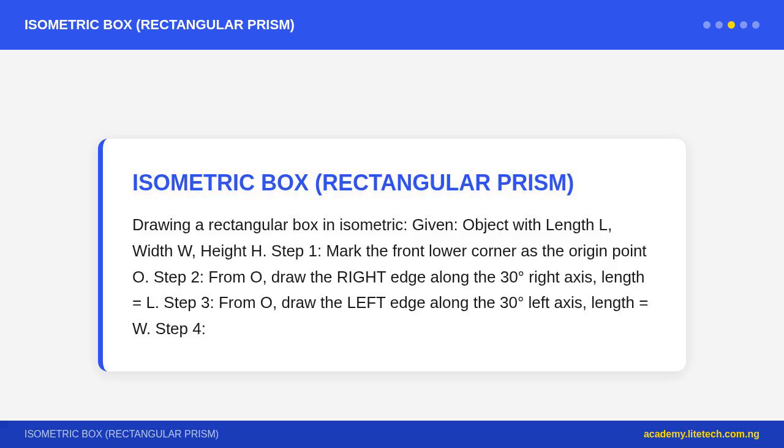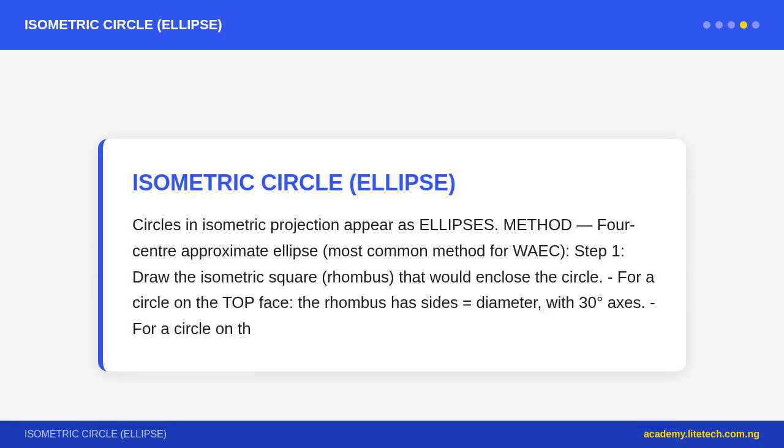Step 4. Only show the visible part of the bottom ellipse, as the back half is hidden. Step 5. Add tangent lines connecting the outer points of both ellipses. These are the silhouette lines of the cylinder.